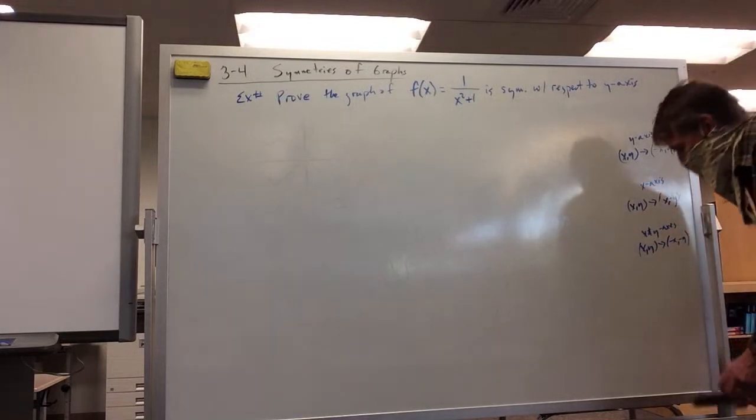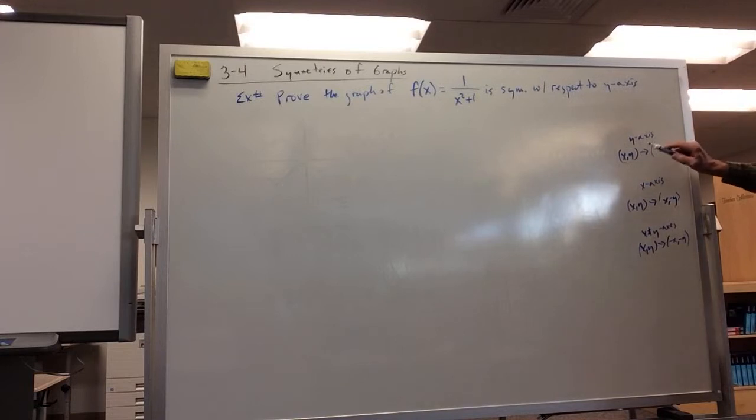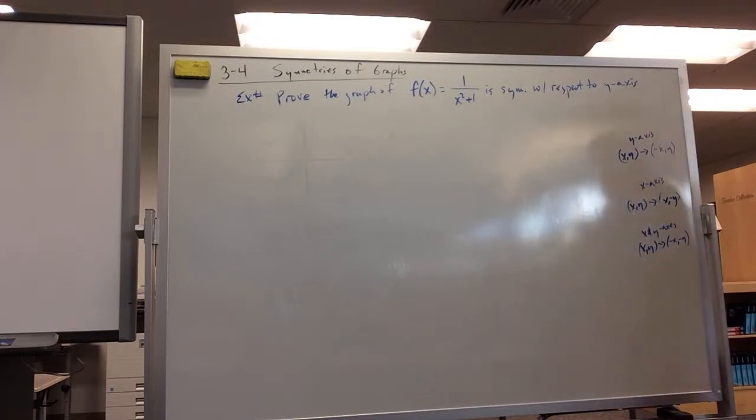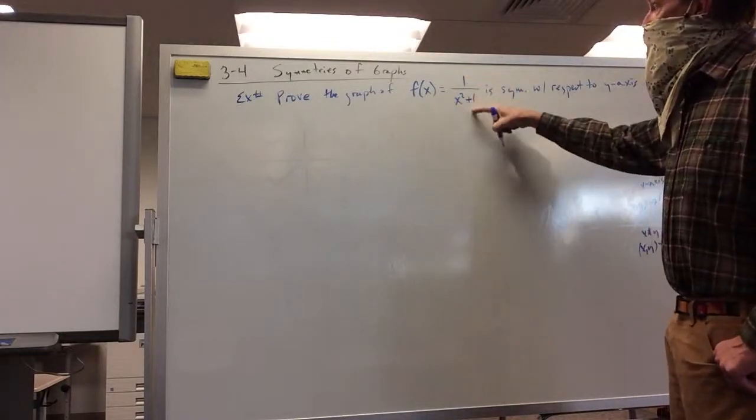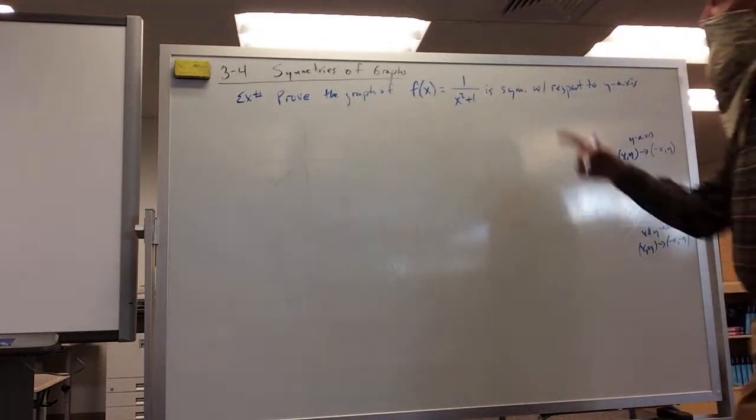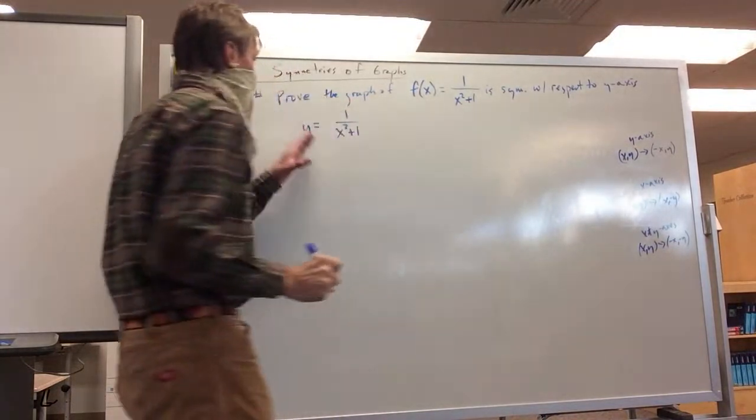Okay. So if you look at this here, we are trying to prove symmetry with respect to the y-axis. And if it's with respect to the y-axis, that's this situation. That means that every x value maps to a y. And if we change the value of x to its opposite, it will map to the same y value. So in this case, the function of x is equal to 1 over x squared plus 1, which is like saying y is equal to 1 over x squared plus 1. This is the function.